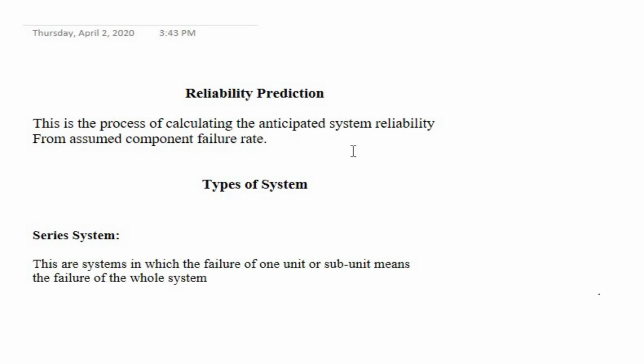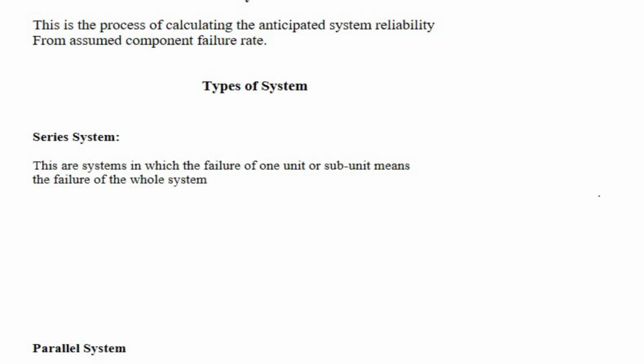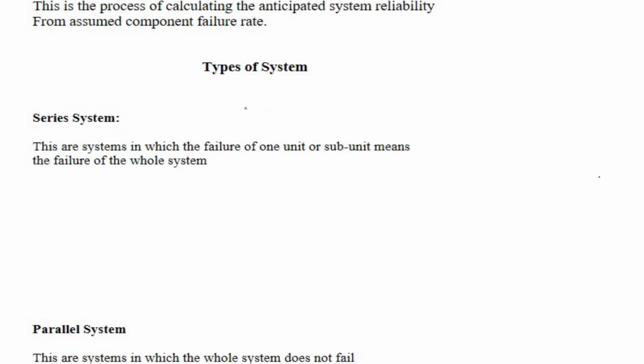So for us to do that, we have some types of system that we have to look at. Firstly we will be looking at series system. So these are systems in which the failure of one unit or subunit means the failure of the entire system. So what this is trying to say is, let's say we are having three components connected in series to make up a particular system. Let's call this component A, let's call this component B, and the last component C.